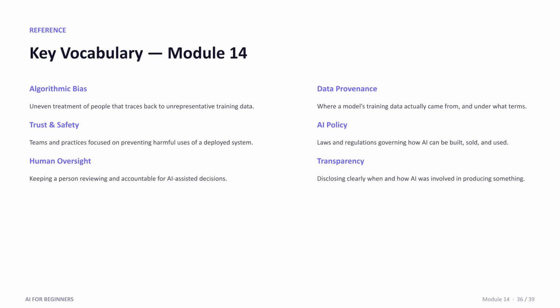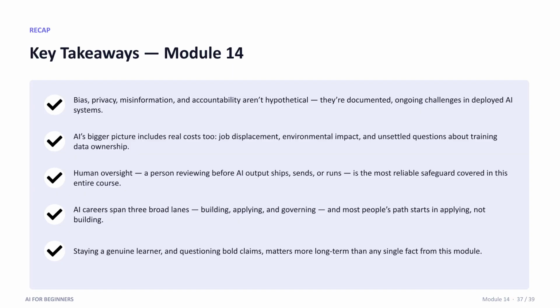As you move forward, keep these key terms in mind. From algorithmic bias and data provenance to trust and safety, AI policy, human oversight, and transparency, understanding this vocabulary will help you communicate effectively as you pursue your career. To recap this module, ethical challenges are very real. AI has significant costs. Human oversight is our best defense. Career paths exist in building, applying, and governing. And above all, staying a curious learner is your greatest long-term advantage.